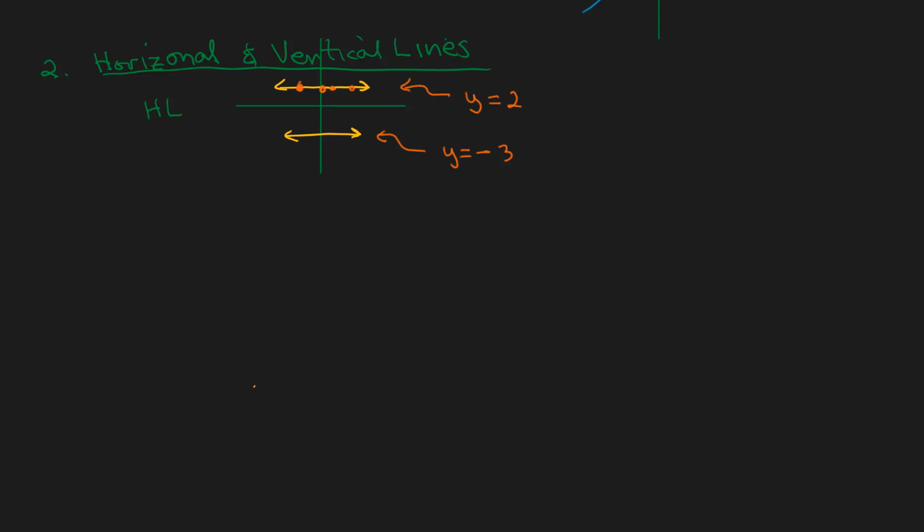However, realize that any time that you have y equal to a constant, what you're actually dealing with is a horizontal line. The second situation that we're going to encounter are vertical lines.